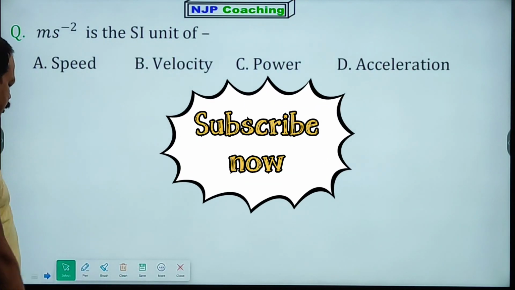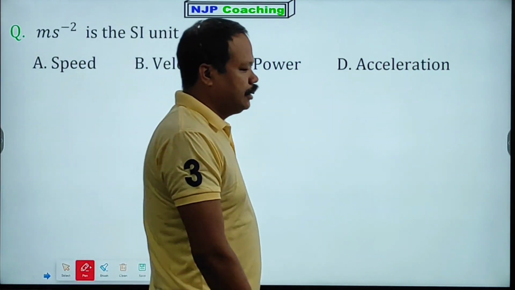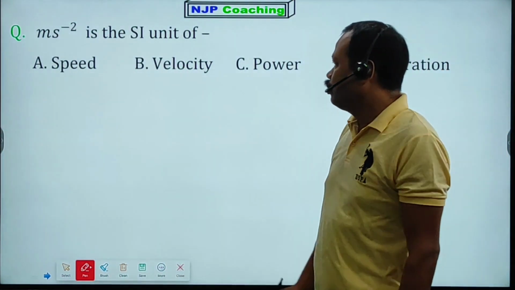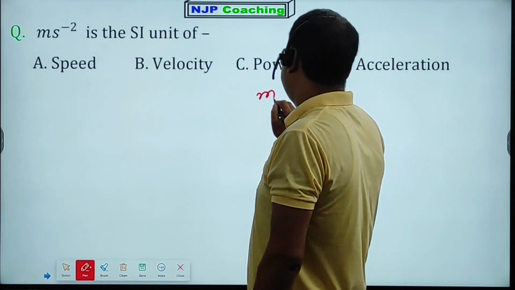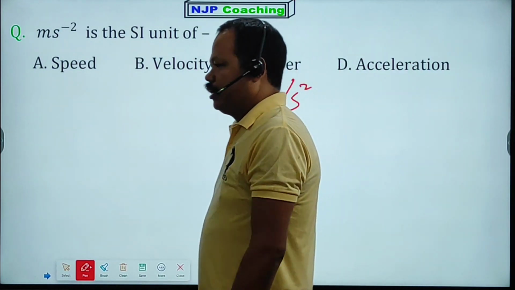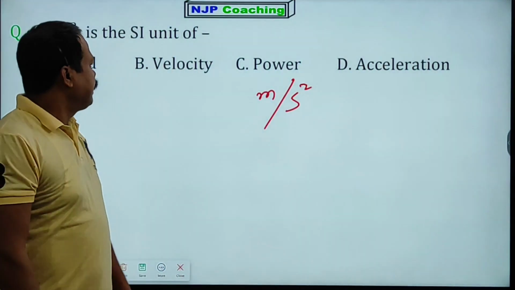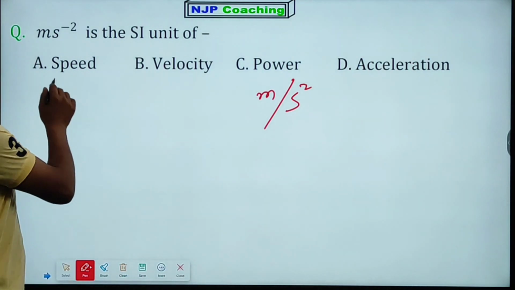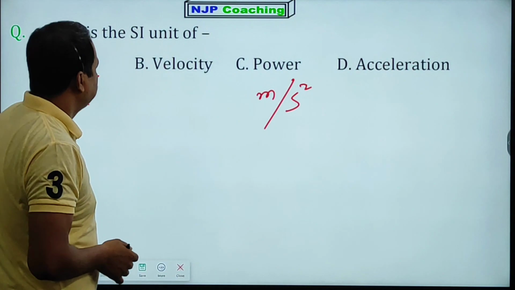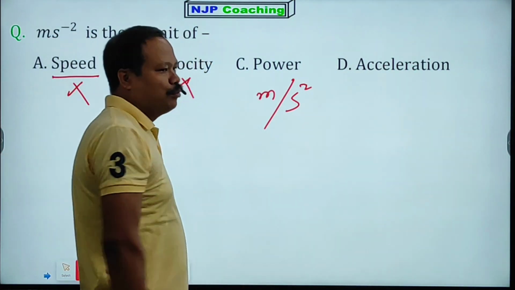Next question. Meter per second square. It is meter second to the power -2. It is also written as m s square. Meter per second square. This is the SI unit of what? SI unit of speed is meter per second, so it cannot be the SI unit of meter per second square. Velocity also meter per second. Okay, that is one different.